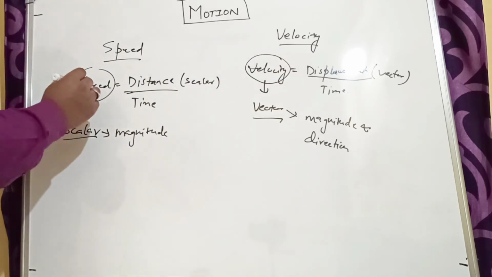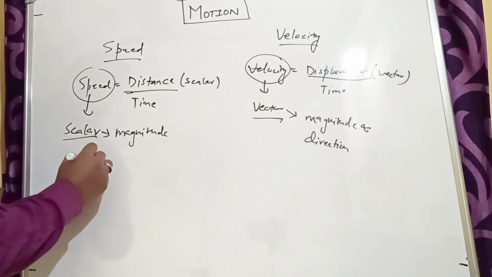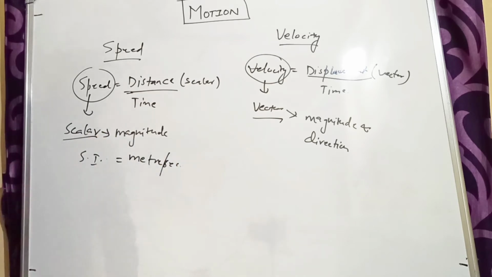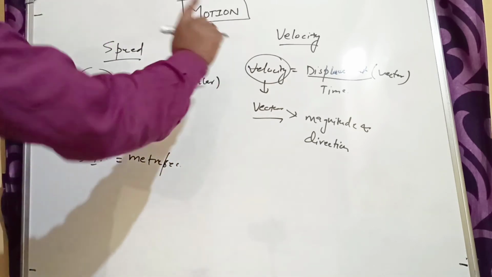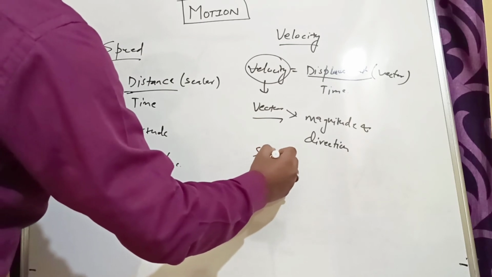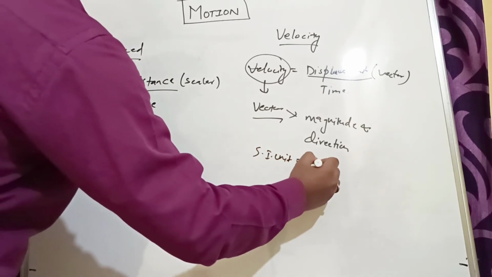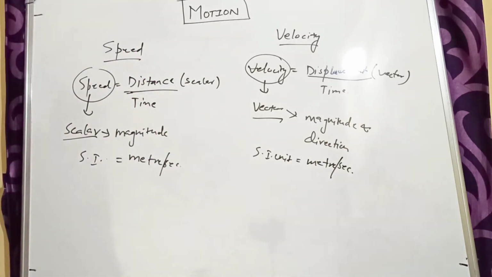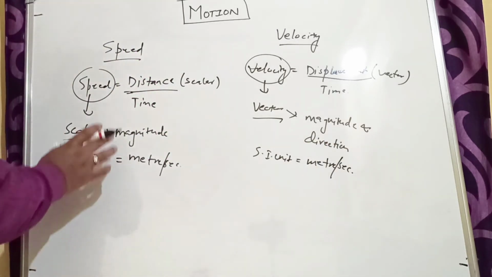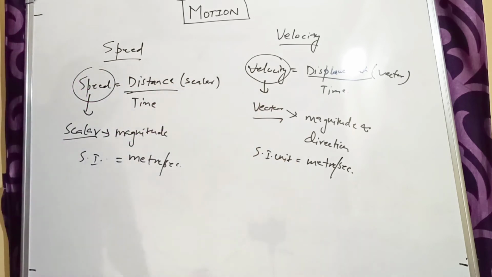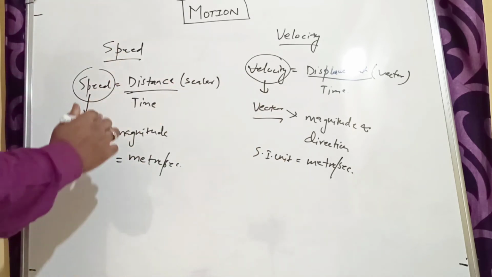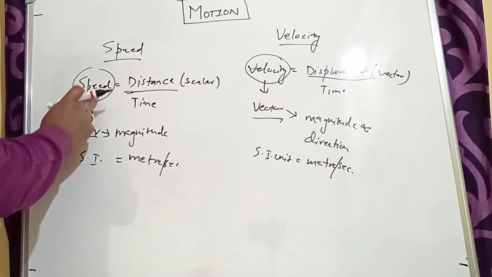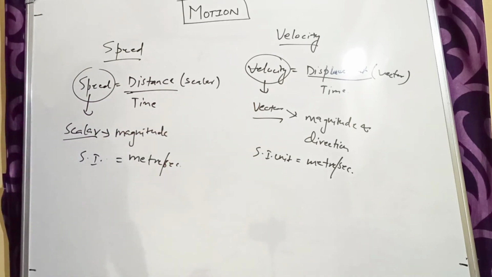Clear? Now the SI unit of speed is meter per second. Velocity's SI unit is also meter per second. Clear? The SI unit of both speed and velocity is meter per second, but keep in mind that both these quantities are different because speed is a scalar quantity and velocity is a vector quantity.